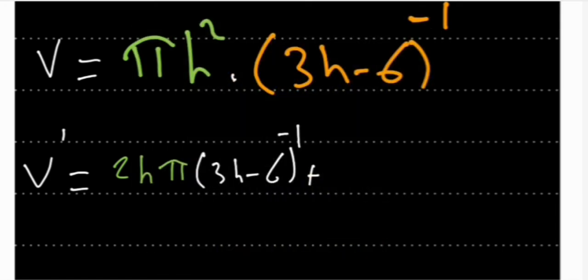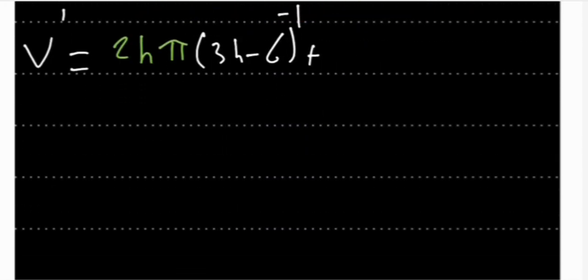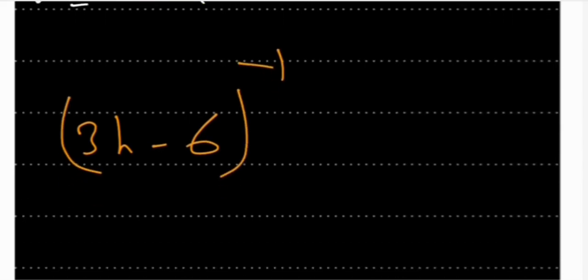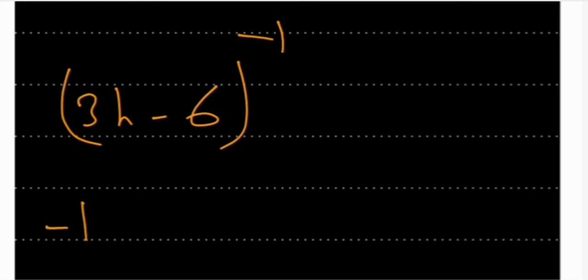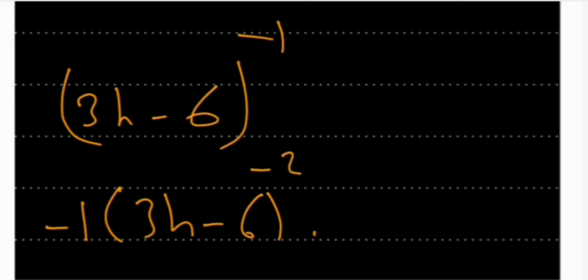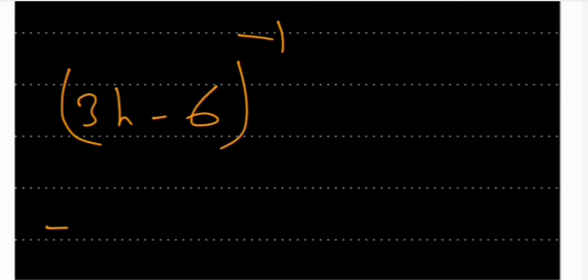So the derivative of the orange part, how can we derive 3h minus 6 to the minus 1? What is this derivative? Well, it will be minus 1 multiplied by 3h minus 6 to the minus 2 multiplied by the derivative of the inside, right? 3. If you didn't understand this part, what did I do over here?